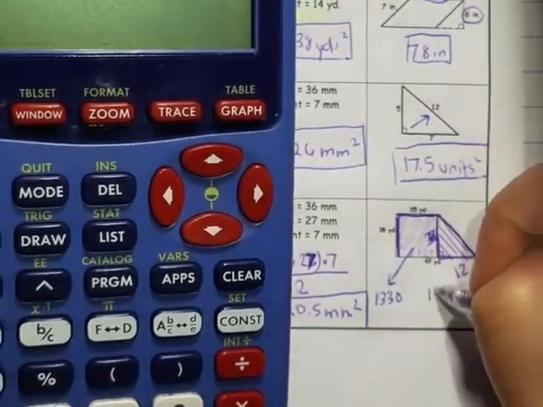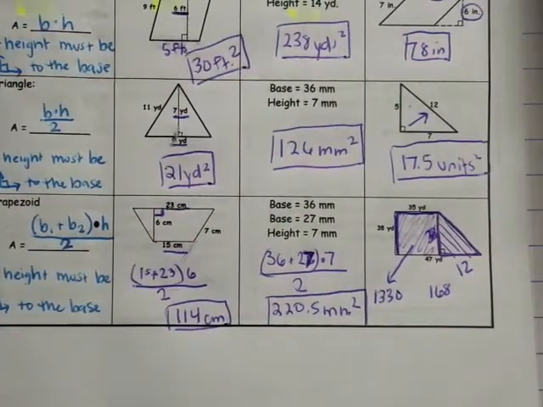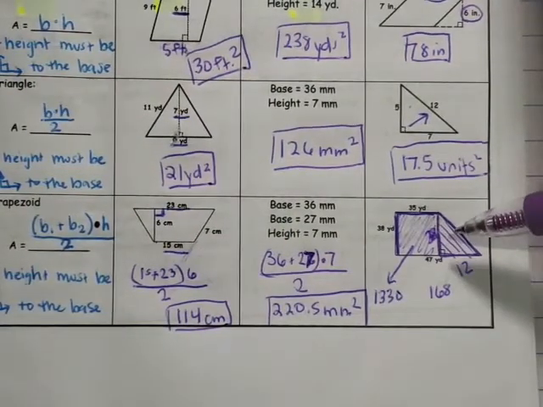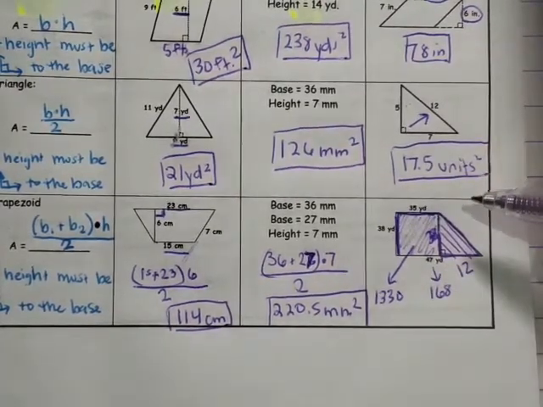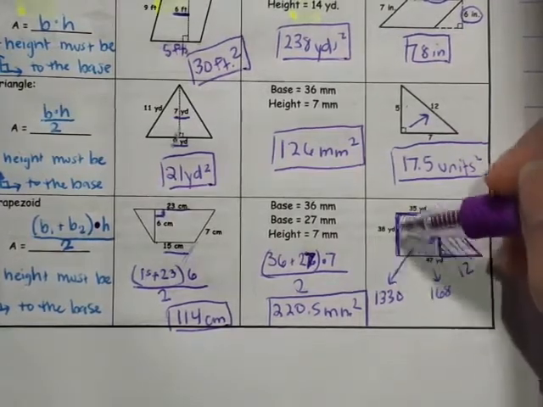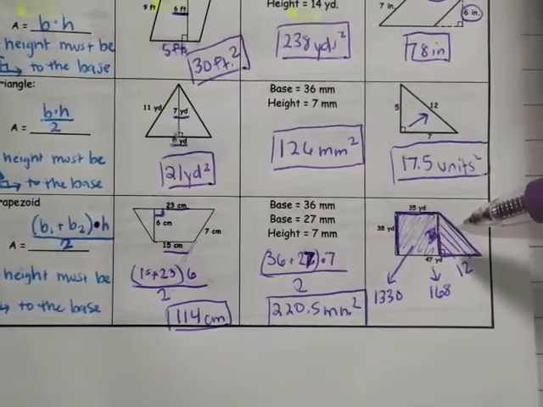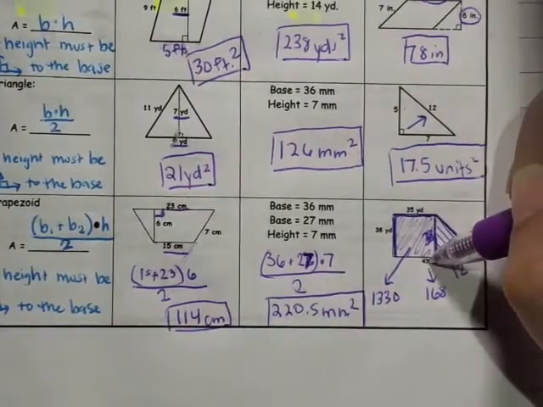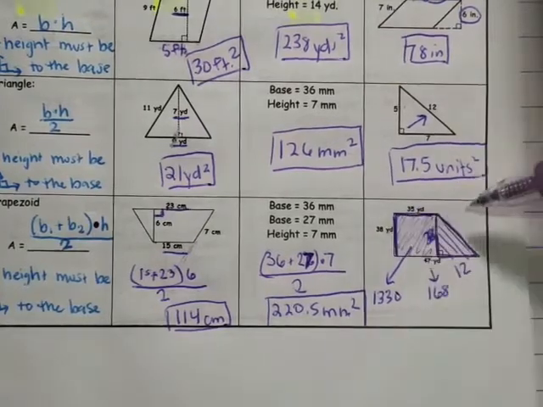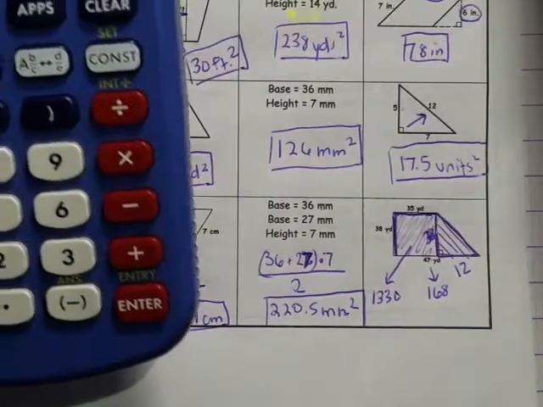168. Oh, wait a minute. This is a trapezoid, though. Hold on. Oh, I didn't even think about that. This is a trapezoid. It's just one of the sides is a 90-degree angle. Okay, well, I wonder if we'll get the same answer then. So let's do base 1 plus base 2, multiply by the height, and then divide it by 2. And we'll see if we get the same answer as if we had broken it up into 2 pictures.